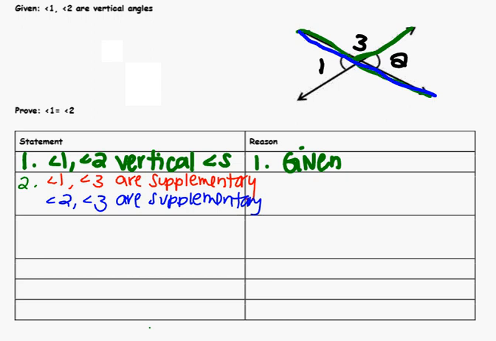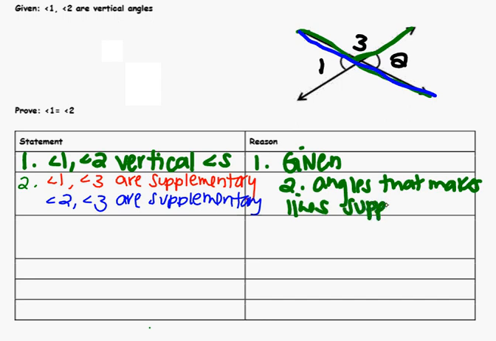And so in my reason, number 2, I'm just going to put that. I'm going to write angles that make lines are supplementary. Hopefully you can read that. If not, you can let me know in class. Okay.